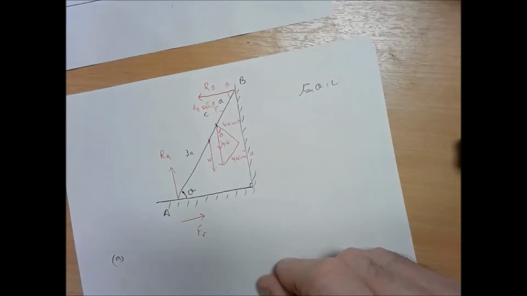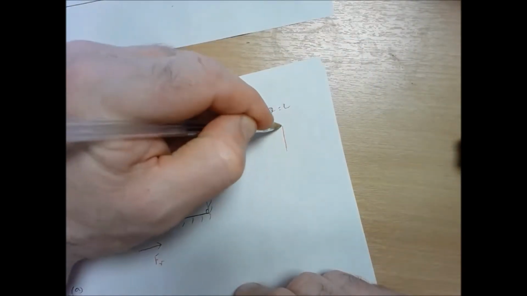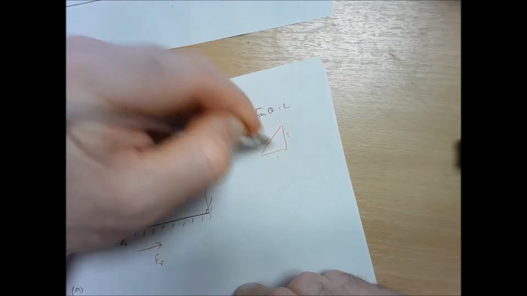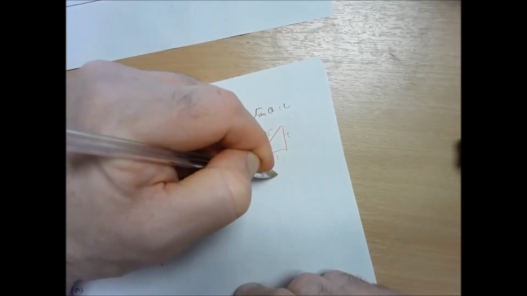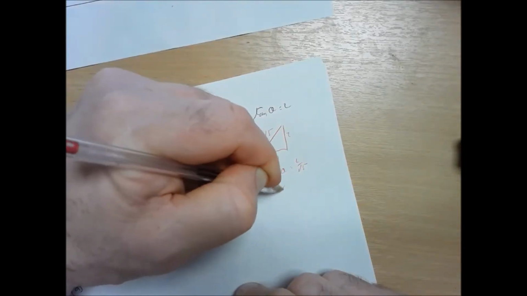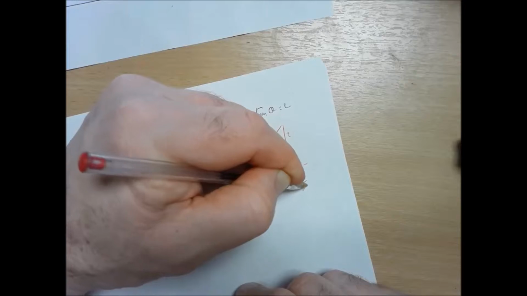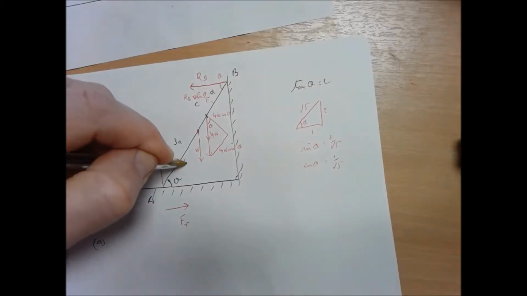Anything else I need? I've got tan theta equals 2, so I can quickly sketch that as a triangle. That is 2 and 1, so the hypotenuse is going to be root 5. That's theta. So sine theta equals 2 over root 5, cos theta equals 1 over root 5. So there's no need to actually find out what theta is. Okay, I think that's put everything in I need. Just make sure that's at 2a.